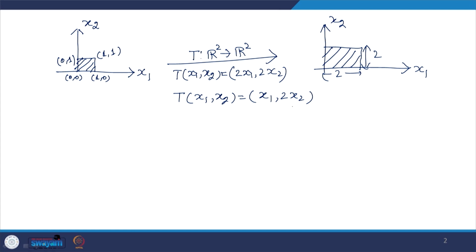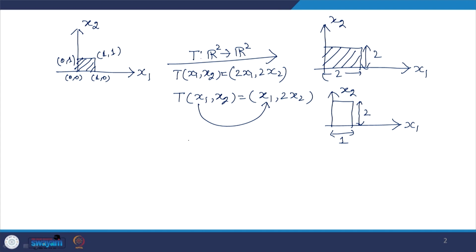If I apply a linear transformation T of x1 x2 equals x1 2x2, then what will I get? In x1 and x2, what is this transformation doing? It is not making any change in the x1 component. However, the x2 component becomes twice. So, it will become a rectangle where the x1 dimension remains the same as 1, however the x2 dimension becomes 2.